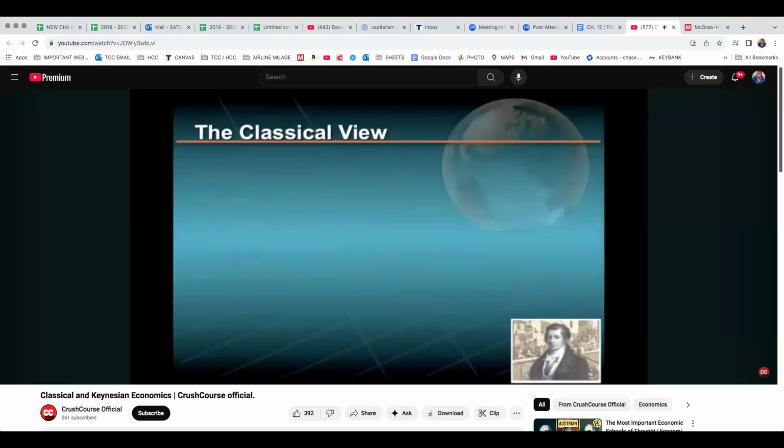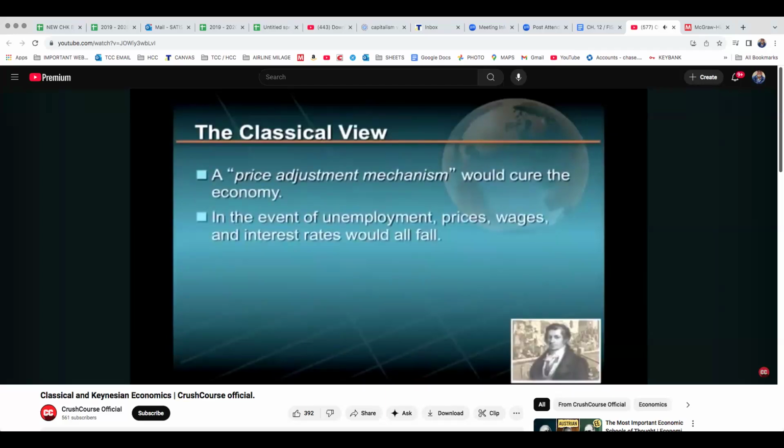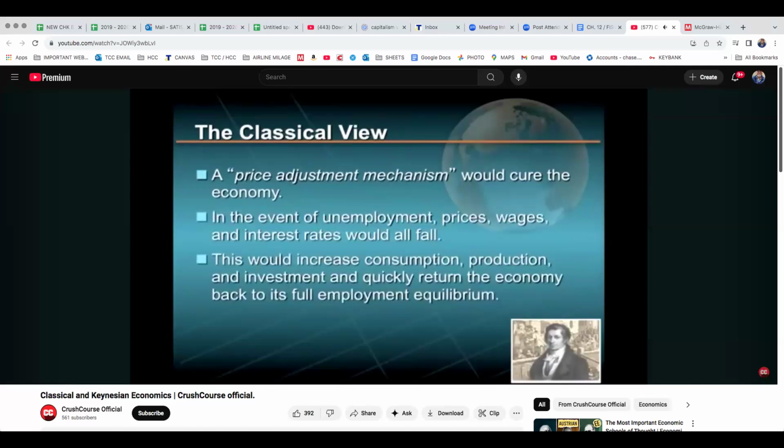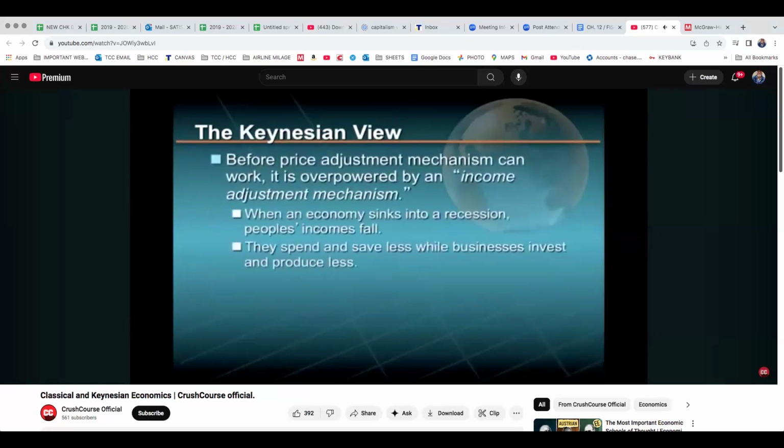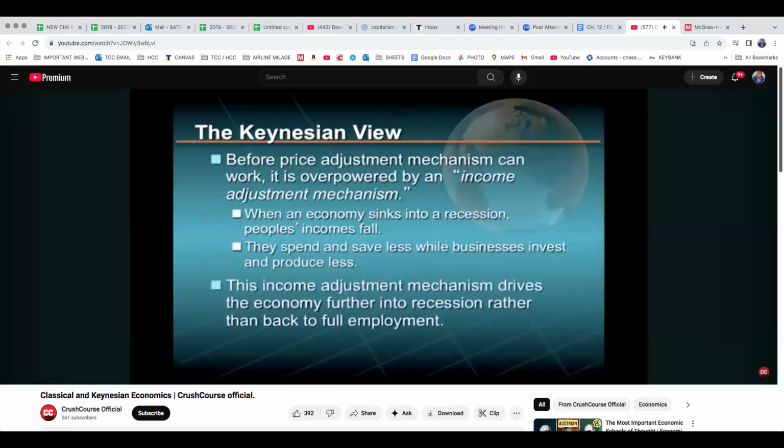On the one hand, the classical economists believe that a price adjustment mechanism would cure the economy. Specifically, they believe that in the event of unemployment, prices, wages, and interest rates would all fall. This would in turn increase consumption, production, and investment, and quickly return the economy back to its full employment equilibrium. In contrast, the Keynesian school argued that before the price adjustment mechanism had time to work, it would be overpowered by a more deadly income adjustment mechanism.